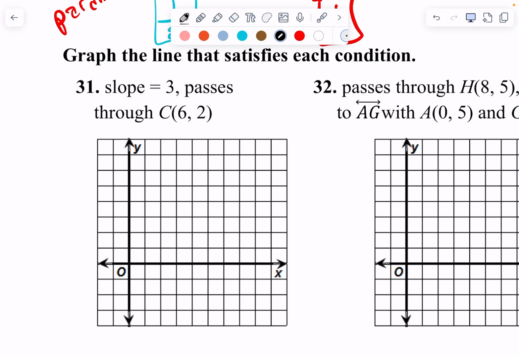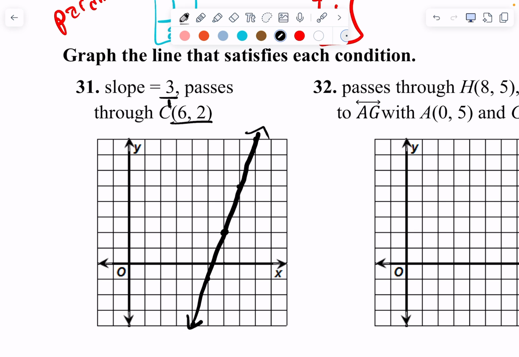Okay? I want to graph this thing. I want it to have a slope of 3 that goes through 6, 2. Where do you start? You start at 6, 2. I want it to go through that dot and have a slope of 3. What's 3 as a fraction? 3 over 1. Up 3 over 1. Down 3, left 1. And this is what it looks like.